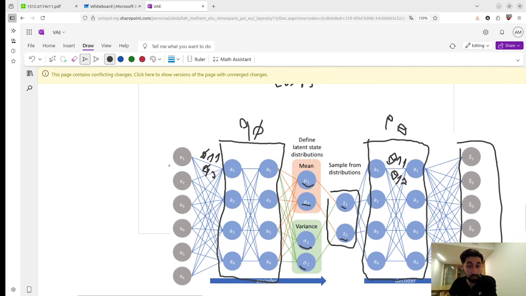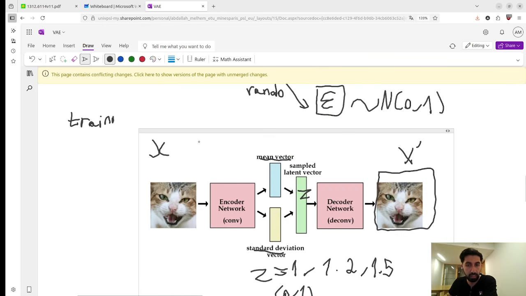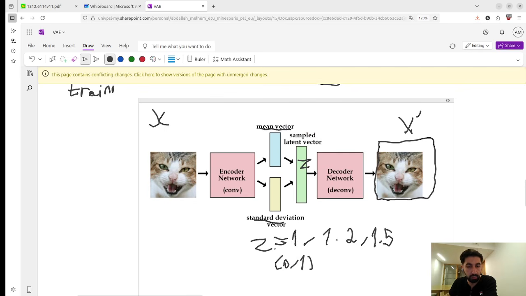However, there's something that I didn't really discuss. I said, okay, so Z is a random variable. It follows the normal distribution. And the encoder network is basically predicting the mean and the standard deviation for this random variable. Why do they do the reparameterization trick? Why don't they just output Z?